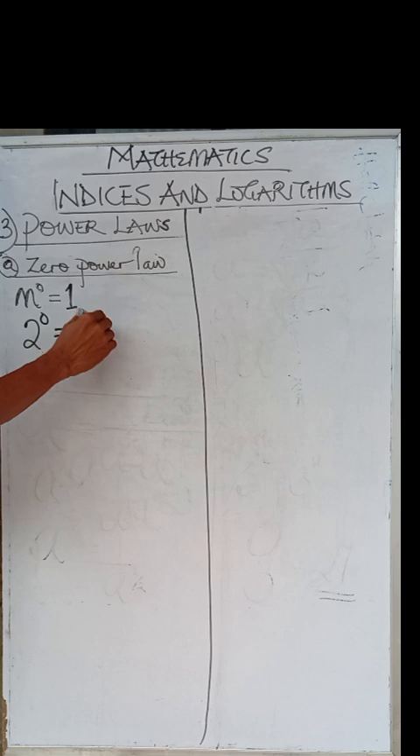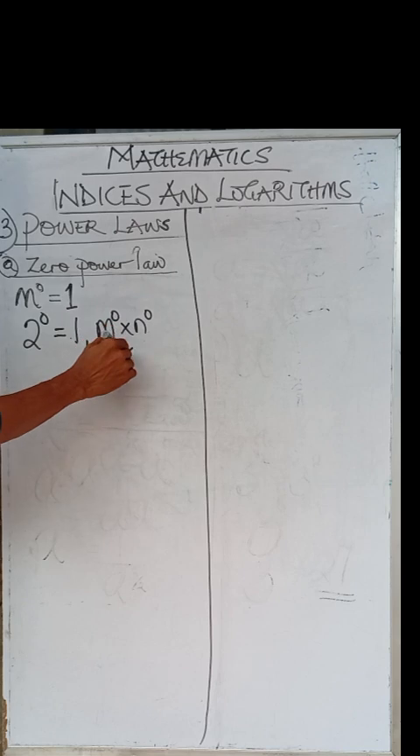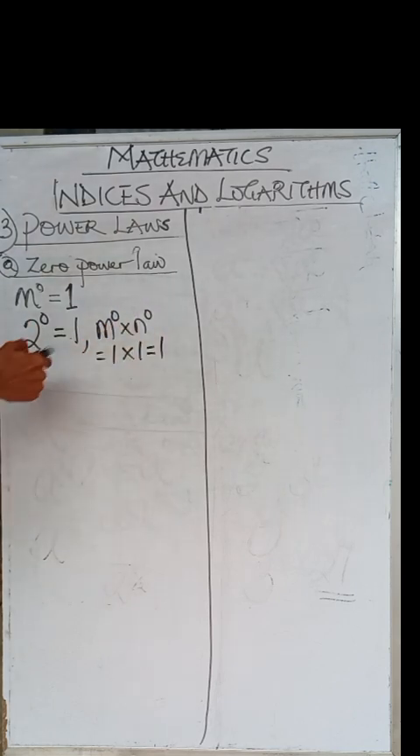Also, if we have m exponent 0 multiplied by n exponent 0, m exponent 0 is 1, multiplied by n exponent 0, which is 1, that will give us what? 1. So 1 times 1 is 1.